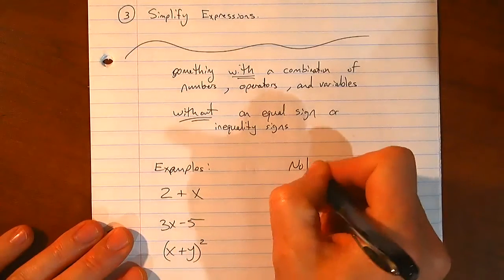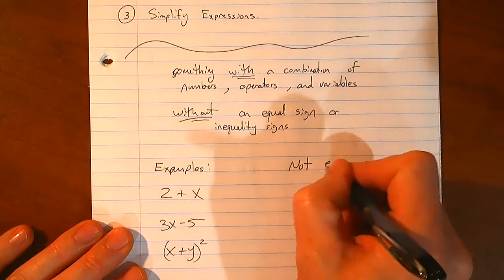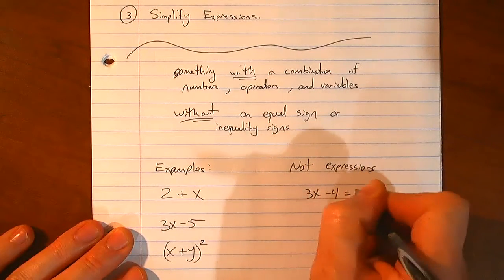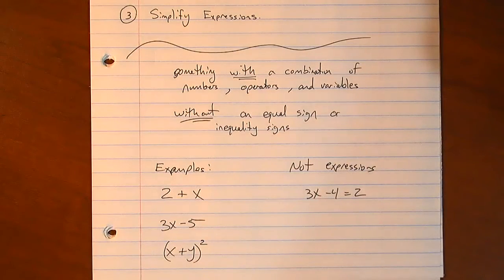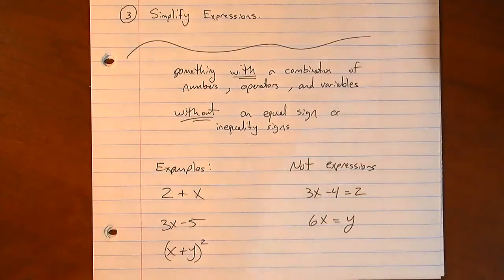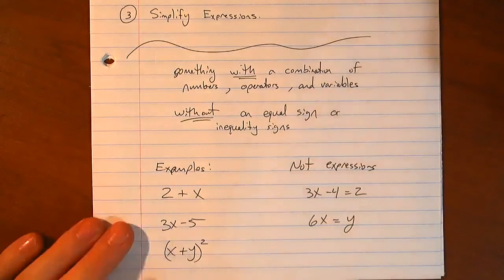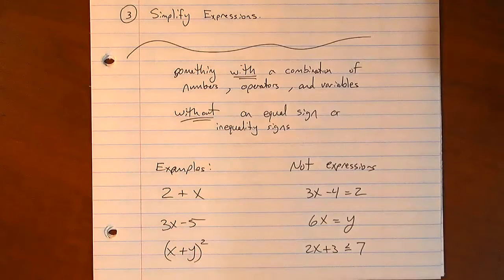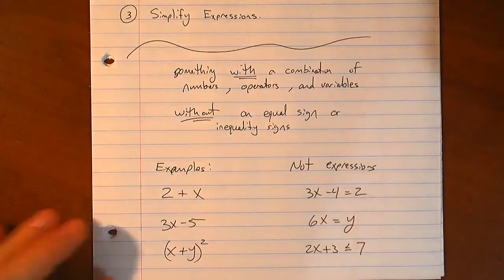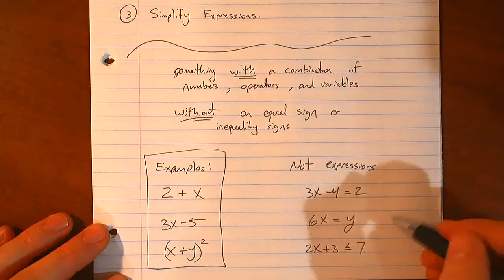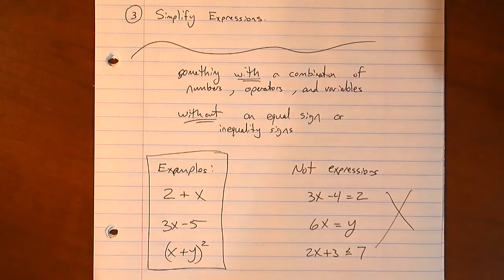Okay. Some counterexamples. If I have 3x minus 4 equals 2, now that's an equation. That's not an expression, okay? If I have 6x equals y, that's an equation. That's not an expression. If I have 2x plus 3 is less than or equal to 7, that's an inequality. That's not an expression, okay? So that's our first learning objective: be able to recognize something that is an expression as opposed to things that are not expressions.